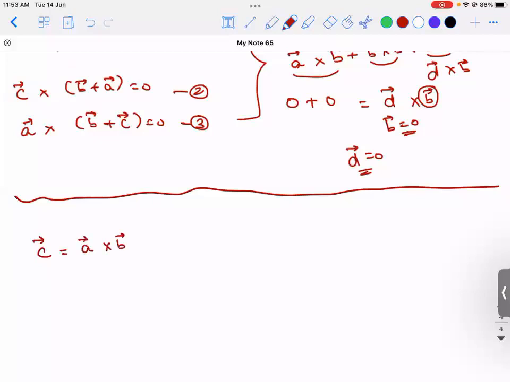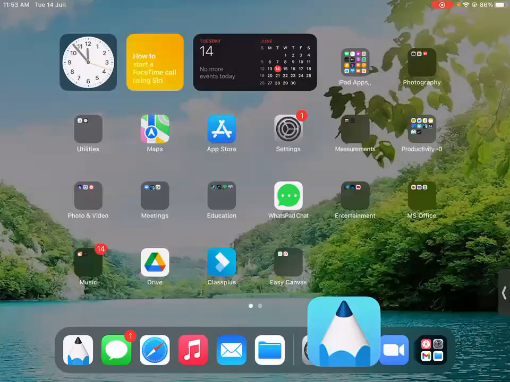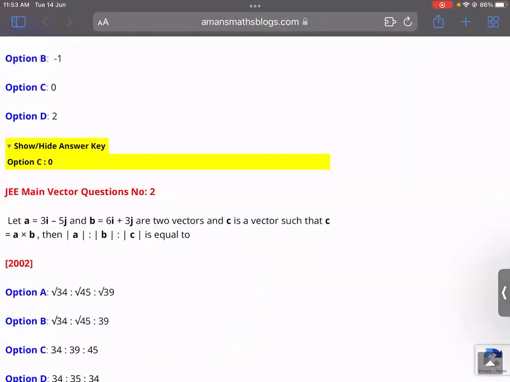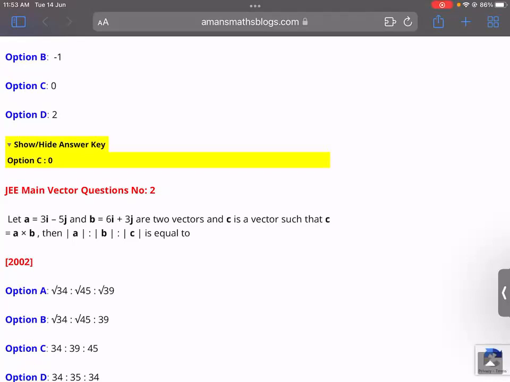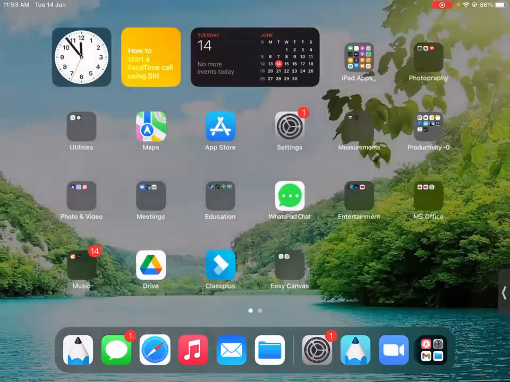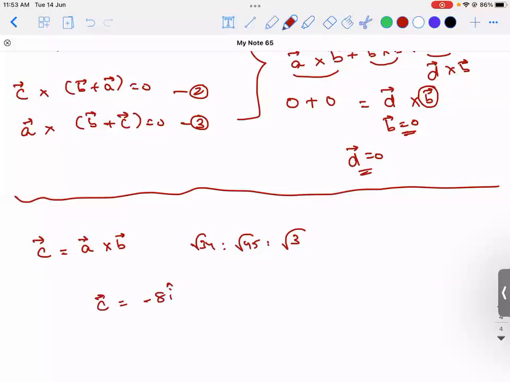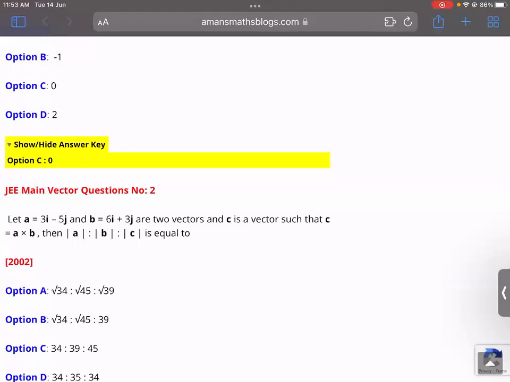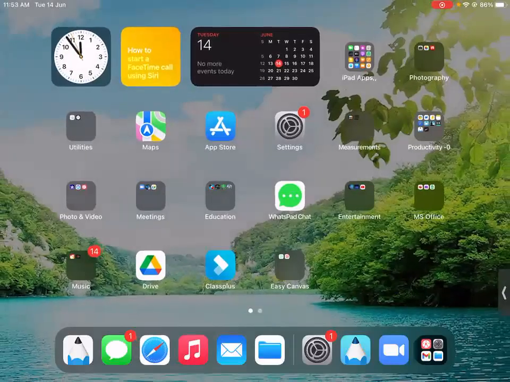So what is the answer? So what did you get C vector as? What's C vector? Minus 8 i cap plus 39. Do not get j. So tell me the vectors.